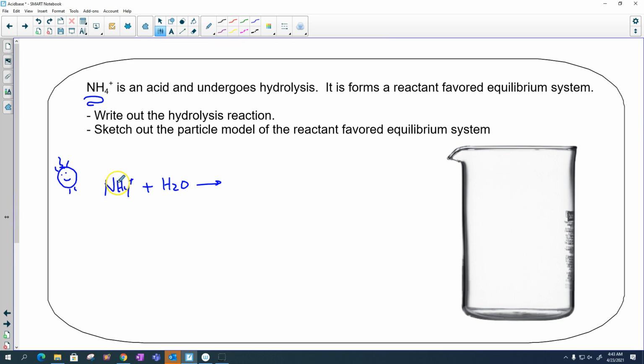So this guy is a known donator of an H plus, and therefore we get H3O plus, and we get NH3, and that is what we have left over. Of course, you notice that this guy should look familiar because that's ammonia. Ammonia. Okay, and this guy right here's name is very similar. Ammonium.